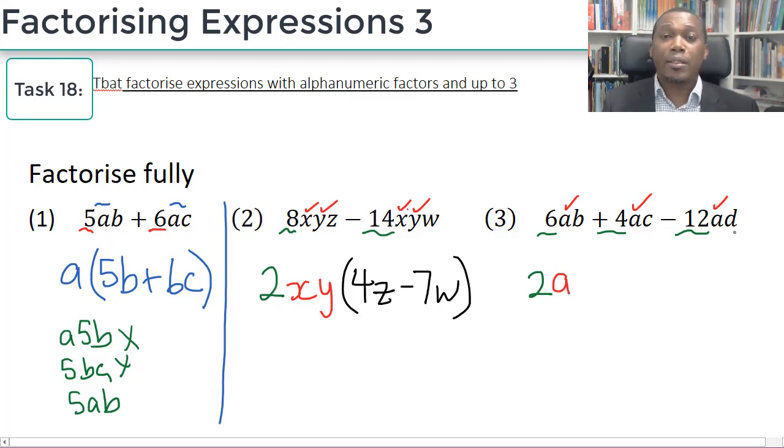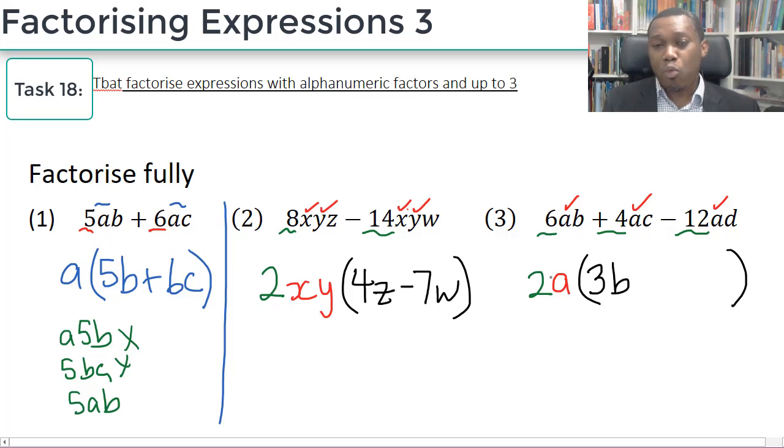Is there a B in common? No. Is there a C in common? No. Is there a D in common? No. So now we go to the brackets, and I work through. I want 6, so what do I multiply 2 by? I multiply it by 3. I needed A, B, I have A, so I need to put in the B.